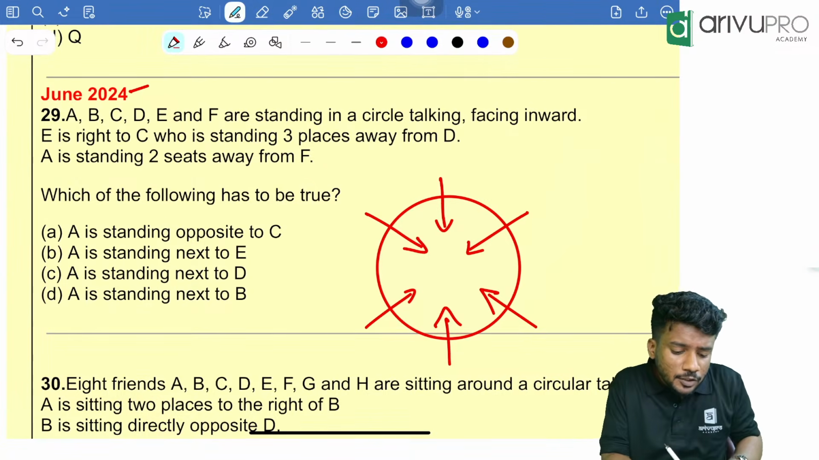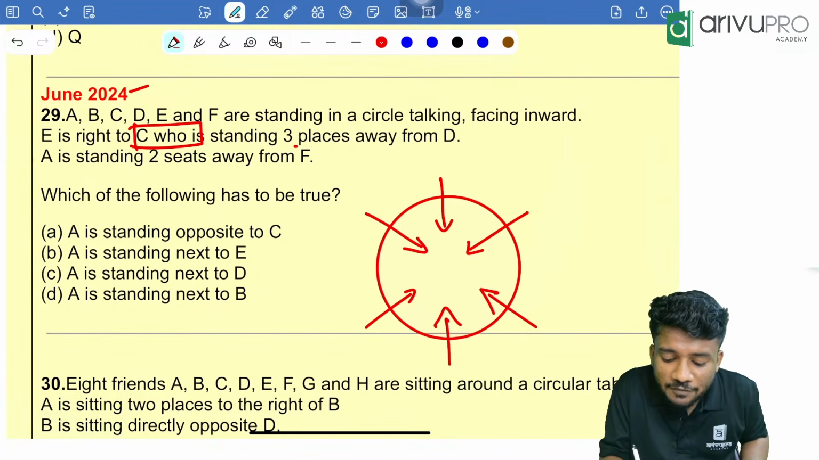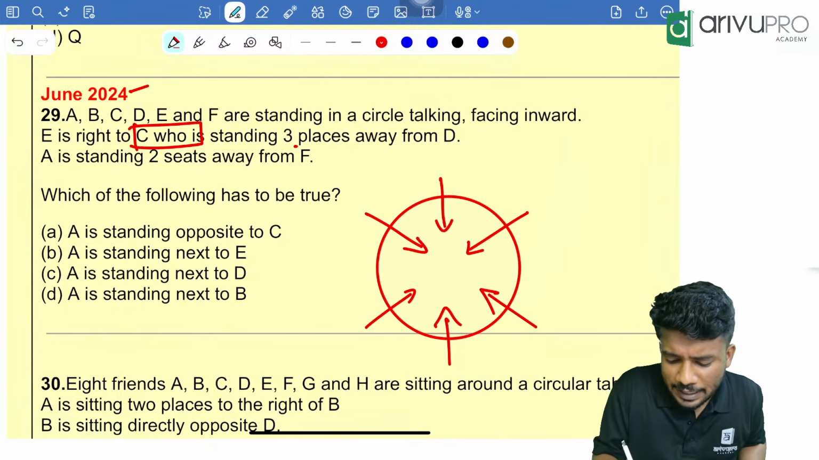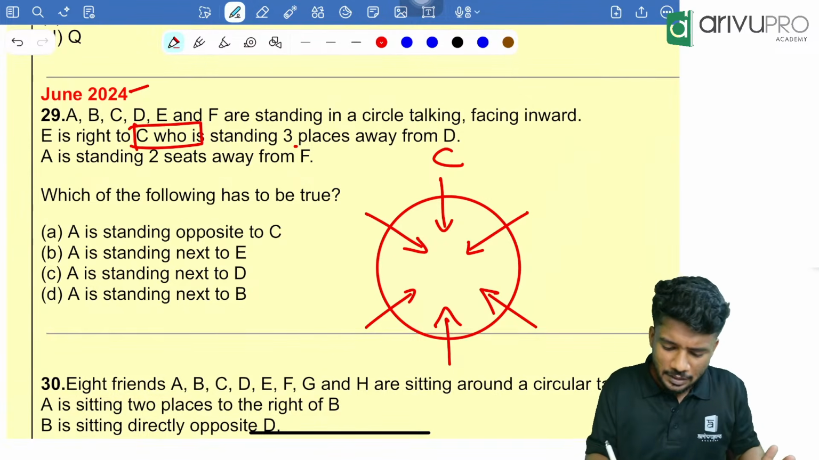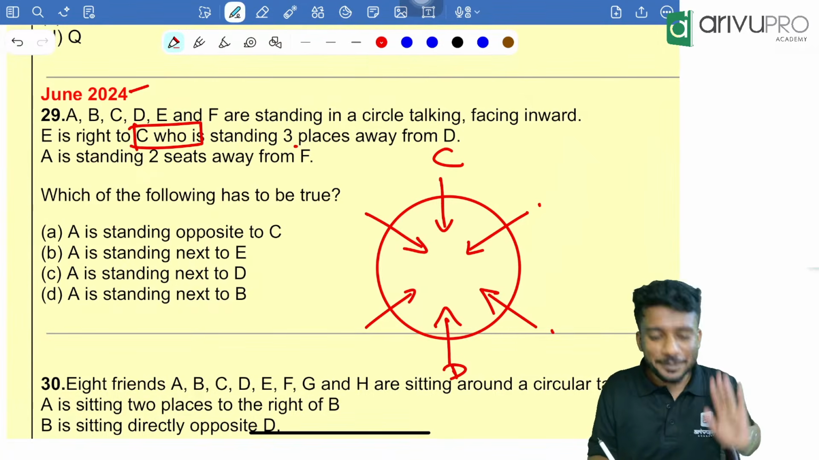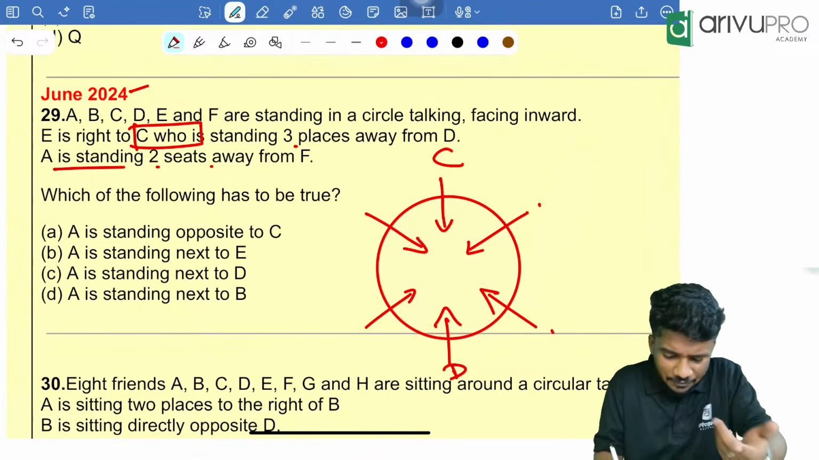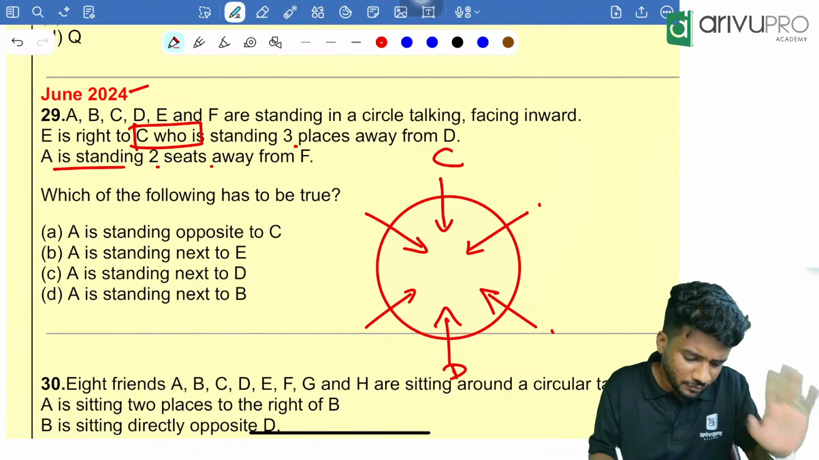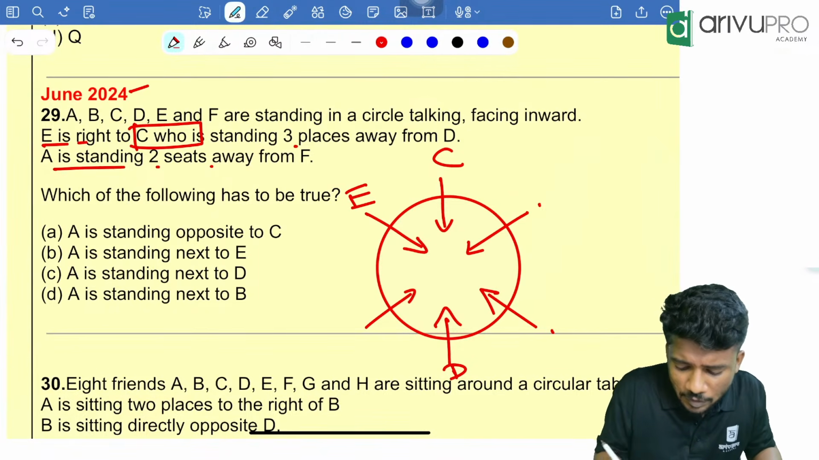E is right to C, who is standing 3 places away from D. So people, if C is over here, I am randomly taking C is over there. 3 places away from D means first place, second place, third place. That means D should be right opposite to C. Then A is standing 2 seats away from F. We will check where will be the position of F. Then what else is given? E is right to C. E should be over here.